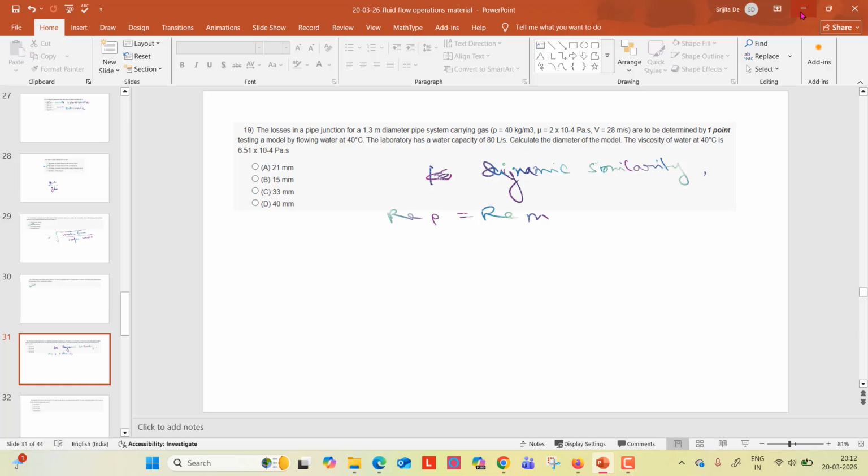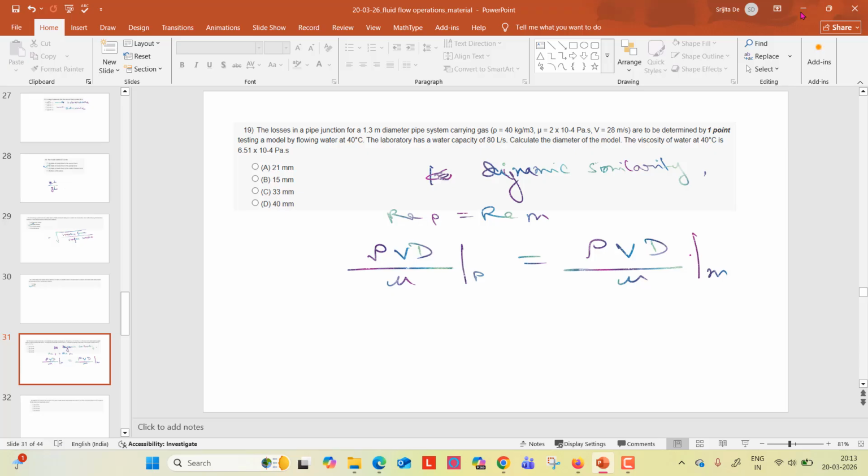First, it will be Reynolds number equality, right? Dynamic similarity. So it will be rho V d by mu at prototype equals rho V d by mu at model. For rho we know, d needs to be calculated for the model. Mu we know for both the cases. V is also known, right?